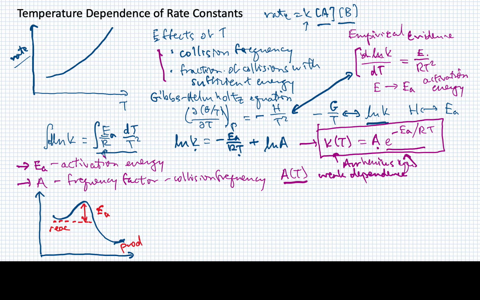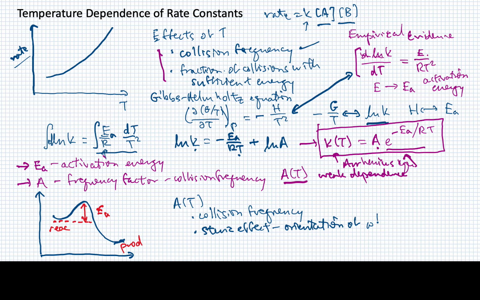All right, I want to say a last few things about the frequency factor, A of T. And I'll simply note that it controls the collision frequency, so that's where that effect comes from, that was noted up here. It also can incorporate the steric effect, which we've referred to as the orientation of the collision. Now this one is a little bit trickier to capture, but nevertheless all of these kinds of things are captured in this constant here.